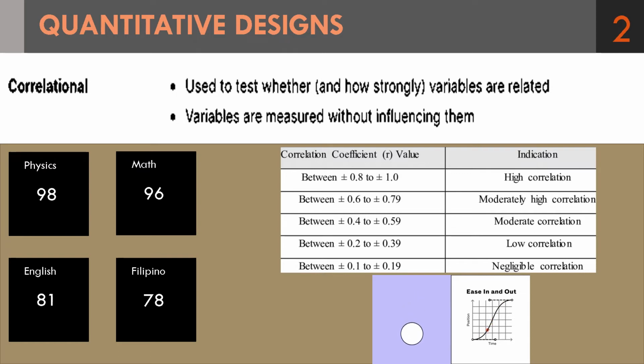So, for example, here in physics, math, English, and Filipino. Makikita nyo dito, nung tumaas yung physics, tumaas din yung math. But then, nung mataas yung logical, mathematical subjects nila, mababa naman yung linguistic subjects, yung English and Filipino. So, ganun, meron silang low correlation.